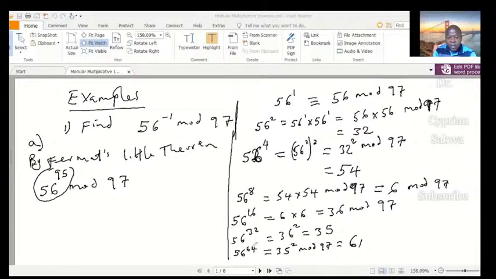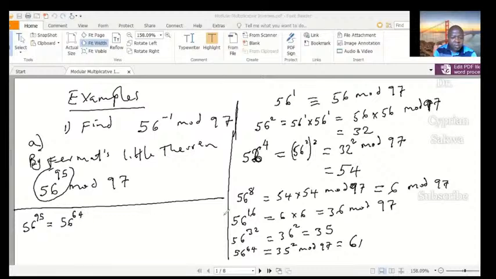So you notice that if I square this again, I would have 56 raised to 128, which is beyond what we want, because what we want is 95 as the power. So we try to use what we have here. Let me just do it here. So 56 raised to 95, we use what we have.